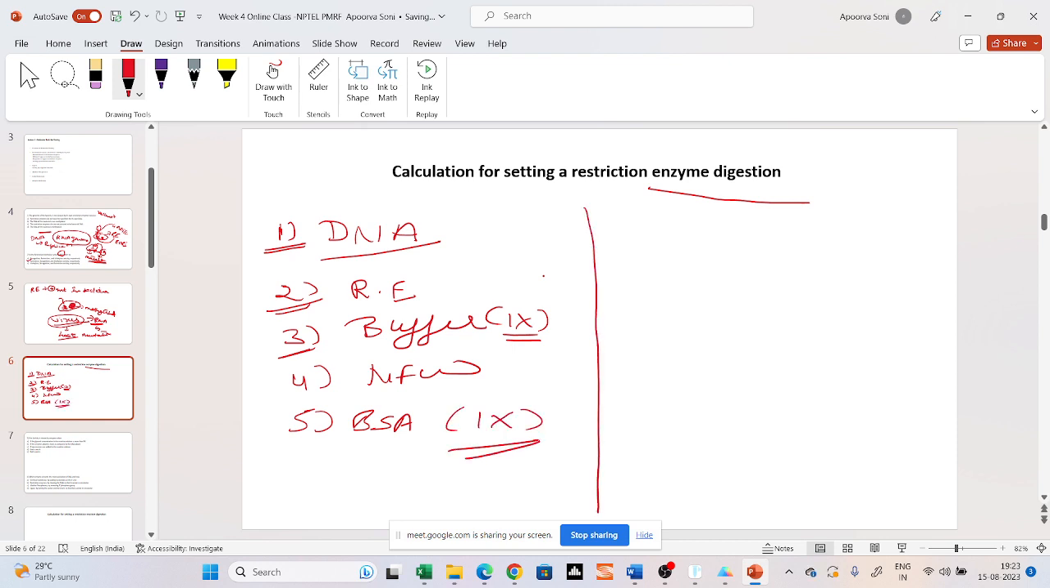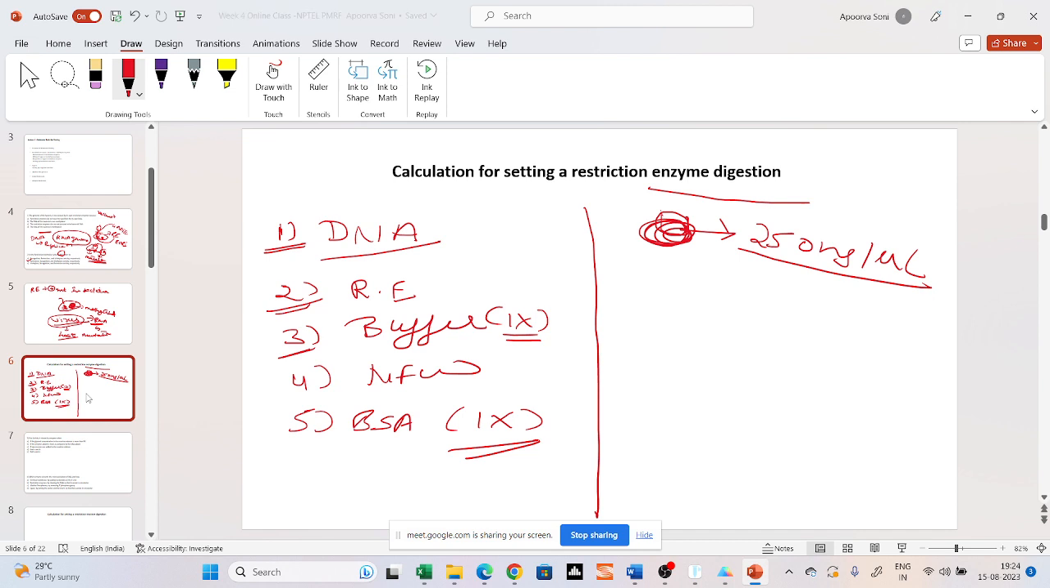Now, suppose from the genomic DNA, I wanted to clone a particular fragment, and this fragment I have isolated from the genomic DNA, and my reading was 250 nanograms per microliter. After isolation of our insert, this was the concentration. Now, how can I set the reaction?